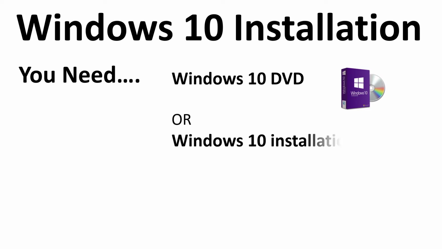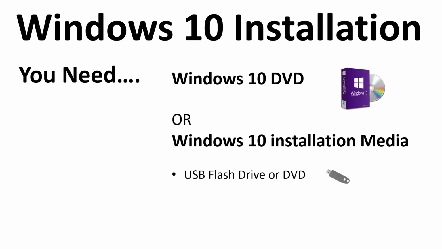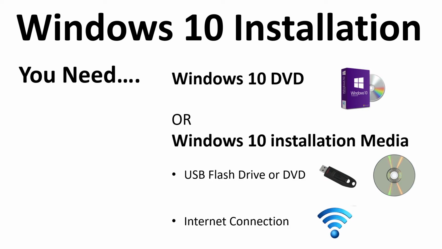So the other option is you will need to prepare a Windows 10 installation media. To prepare the Windows 10 installation media, you will need a USB flash drive or DVD and an internet connection, and you are good to go.